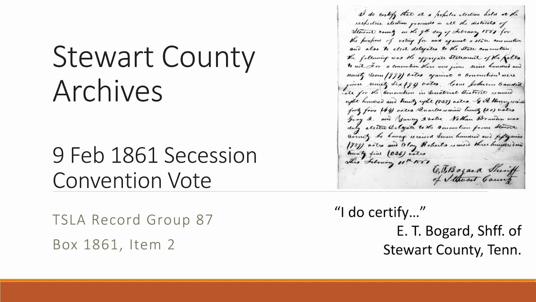Here in Record Group 87 is the certification for that election. That certification was sent here to the Secretary of State, and it is part of Record Group 87 that we talked about earlier. Here's the county sheriff saying, "I do certify," and he's certifying the results of that county-wide vote. So even if you don't have county records for your county, in Record Group 87, for this time period, if it's of interest to you, you should be able to see how your county voted.